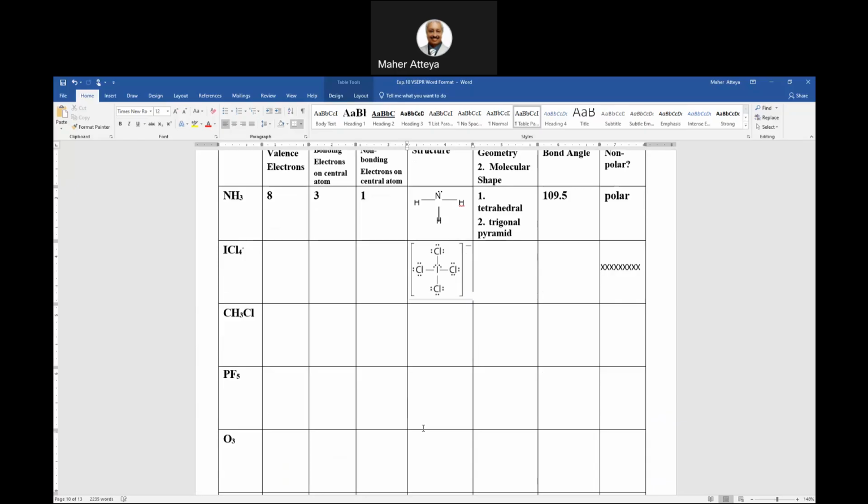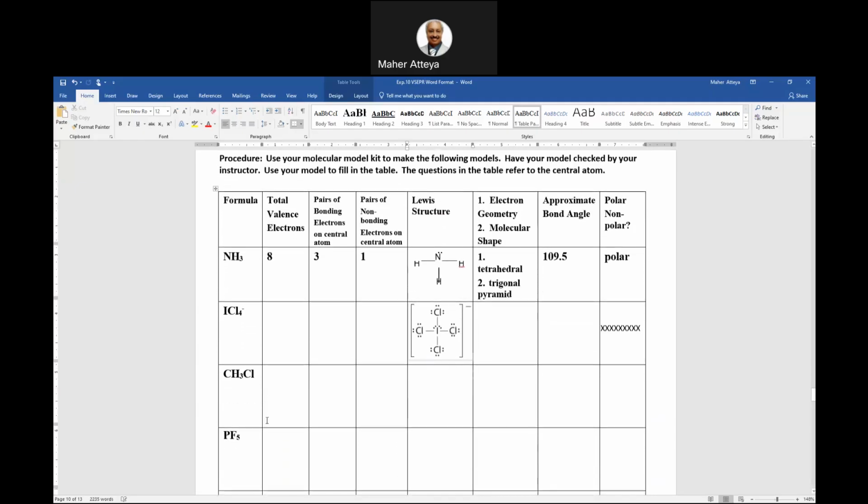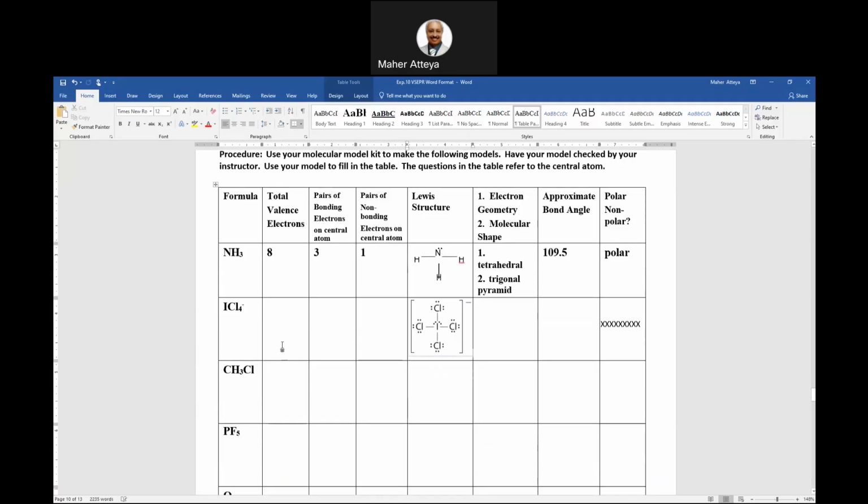Okay, so let's do ICl4 minus, and let's finish it up. We'll finish at least a couple of those, and then I'll let you go. So how many total valence electrons does ICl4 minus have? Iodine is in the 7th group, correct? So I will do this one for you here. Iodine equals how many? 7 VE, valence electrons, correct?